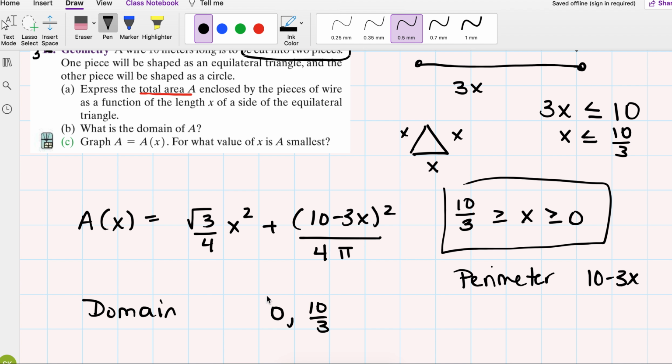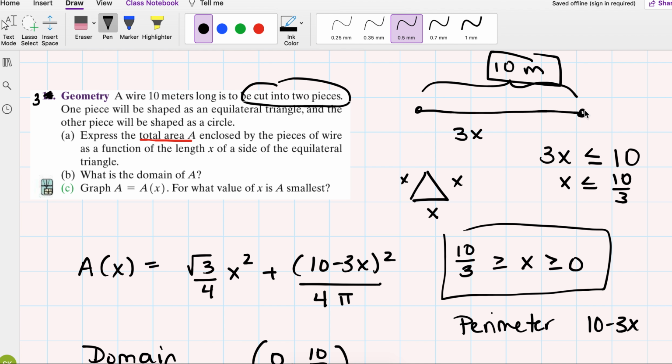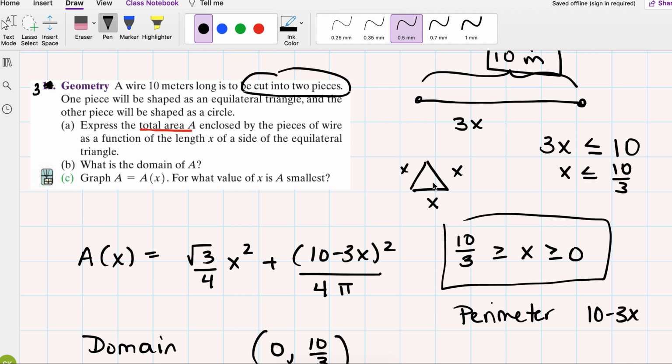And if you use 10 over 3, you're also not making a cut, because you're going to be using the whole wire to make the equilateral triangle. So if you want to be very careful here, if I'm forcing you to make a cut, you know you're going to cut it, then you actually can't be this lower end and this upper end. So you would have to get rid of this equal sign. Now, if you want to say, well, you don't necessarily have to make a cut, you can use the wire to form just the equilateral triangle or just the circle, then you can put the equal signs here.